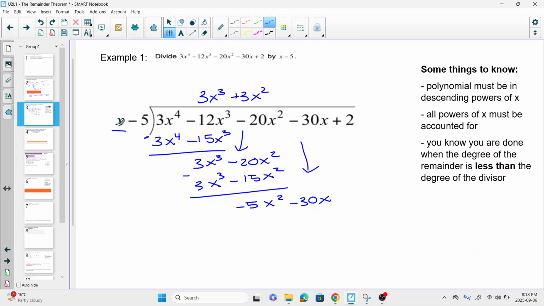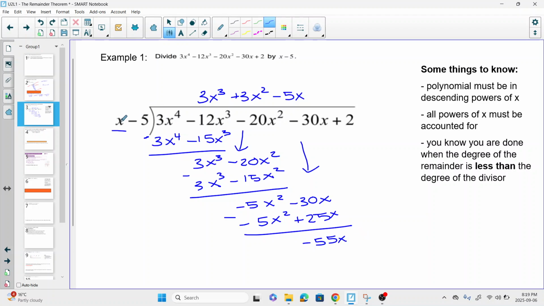How many times does x go into negative 5x squared? Or in other words, what would I need to multiply it by? I would need to multiply it by negative 5x. Now I go back and multiply: negative 5x times x is negative 5x squared, and negative 5x times negative 5 is positive 25x. These cancel out, as they should. Negative 30 minus 25 is negative 55x.